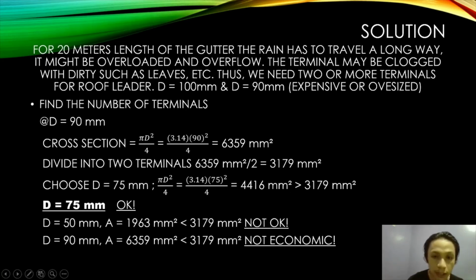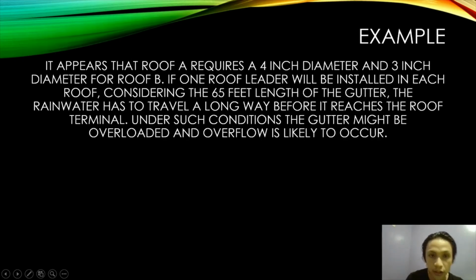Again, to prove it, if we choose 50 millimeter, which is way below 3,179, which is not good. It may overflow or overload the pipe. And D equals 90, which technically can be used, but it's not economic. So let's proceed to our last example.